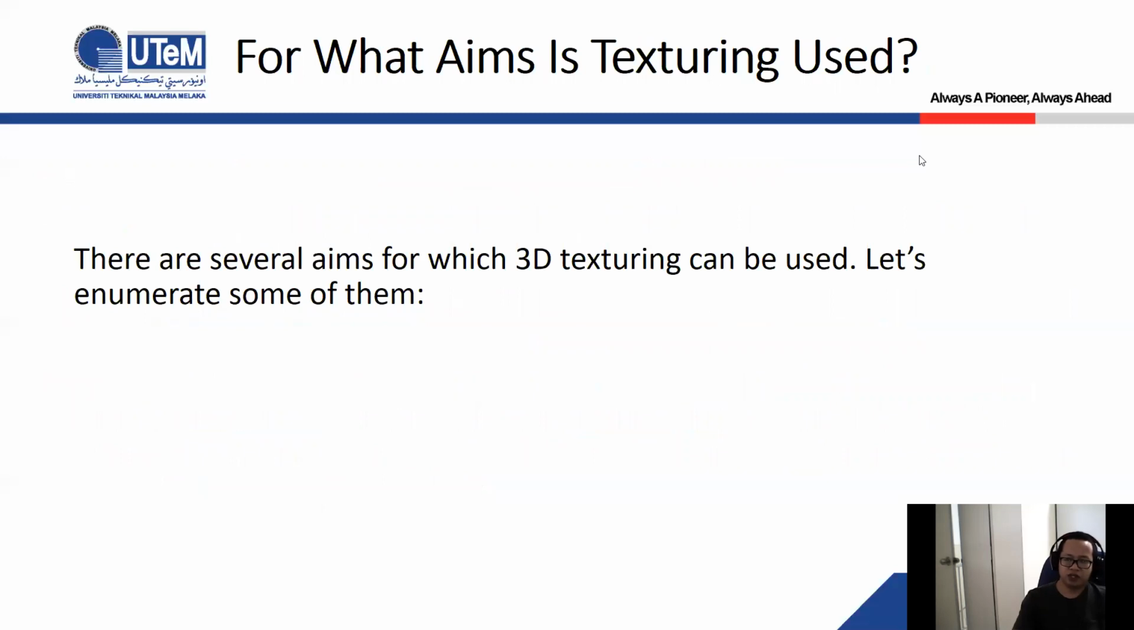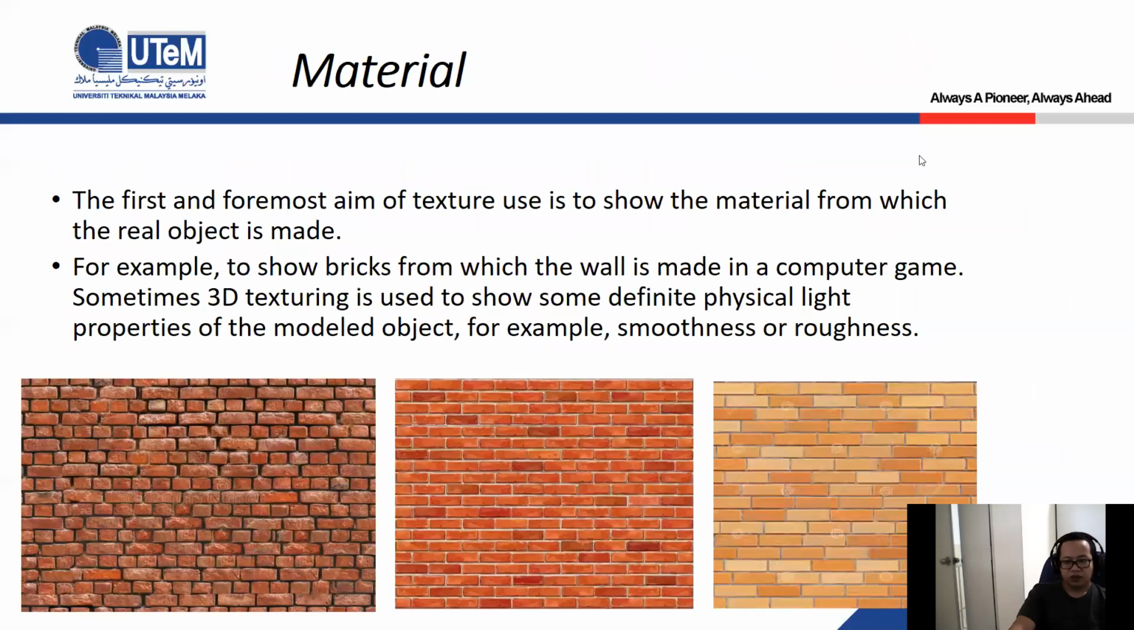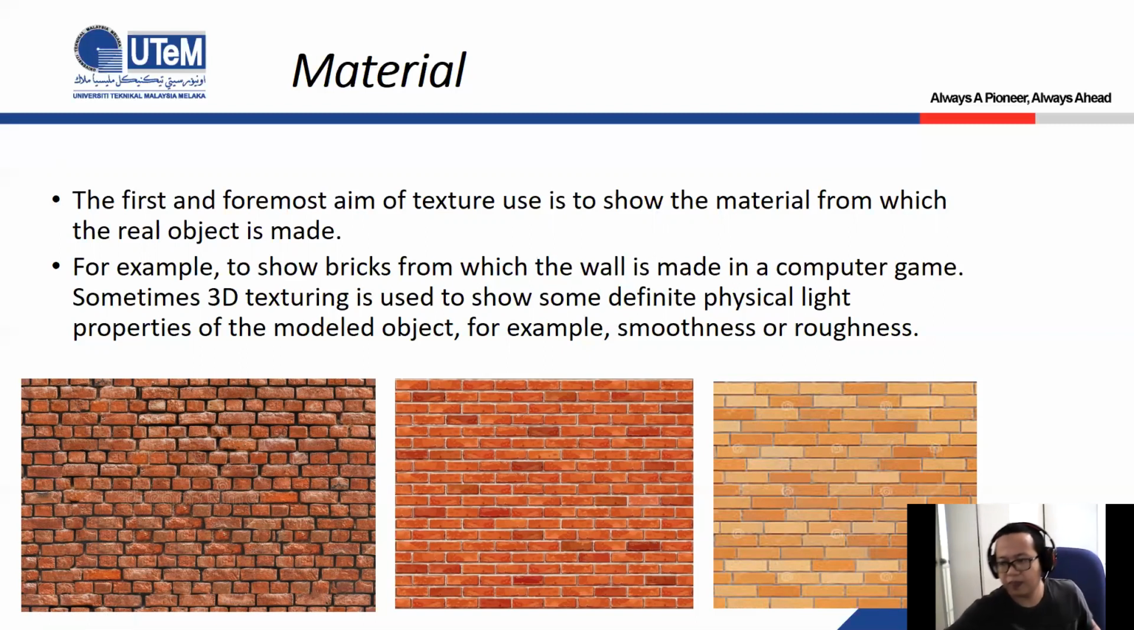So for what aim is texture used for 3D objects? There are several aims for which 3D texturing can be used. First and foremost, the aim of texture is to show the material from which the real object is made, for example, to show the brick from which the wall is made in computer games. Sometimes 3D texture is used to show some definite physical properties of a model object.